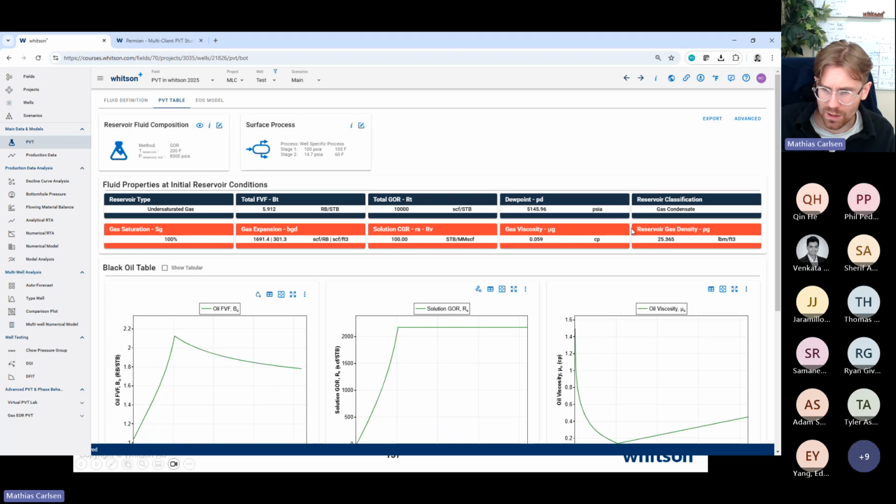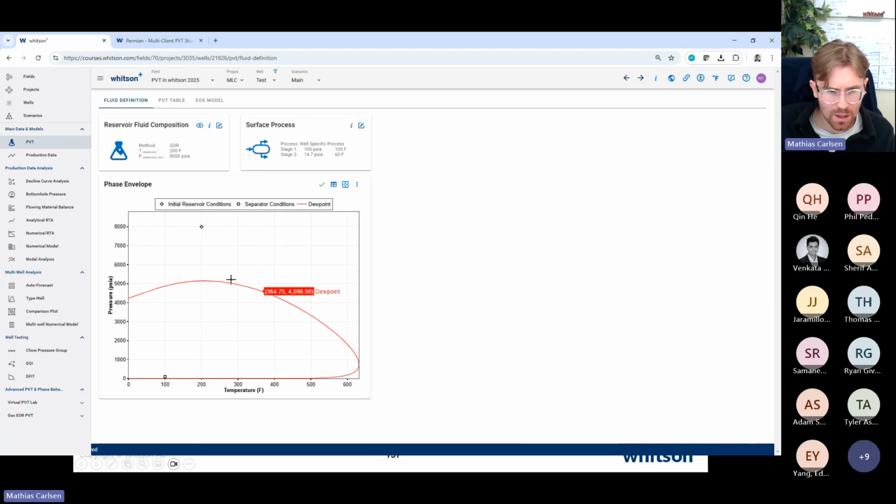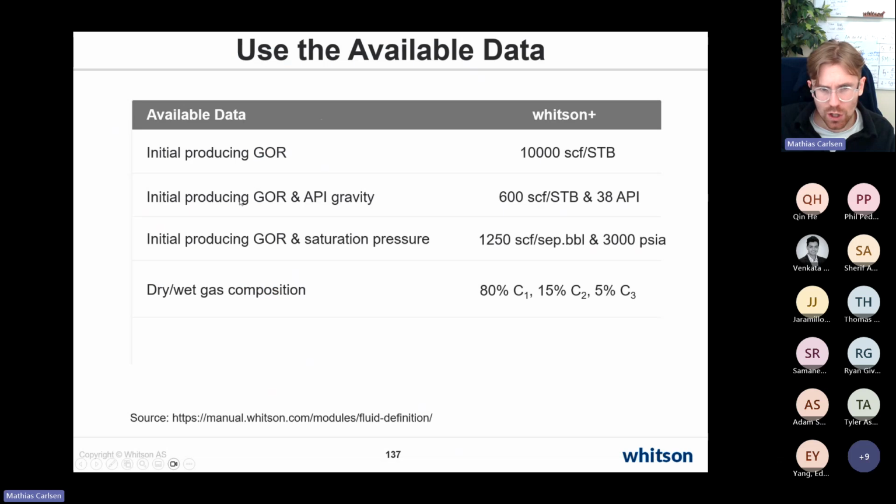Okay, what type of fluid is this? Is this a gas condensate or is it something else? And of course, this is a gas condensate with a dew point of 5 or 6. Okay. And this is the phase envelope. Then we're going to change the GOR to be 600 and then the API to be 38.